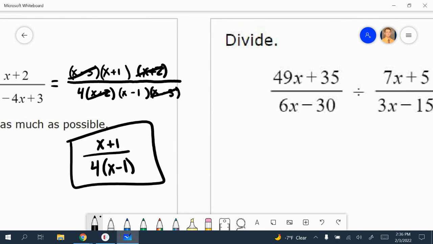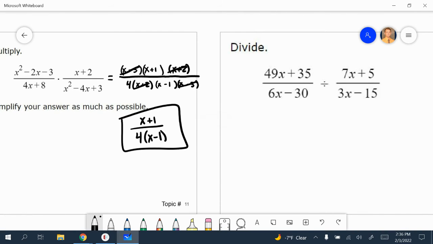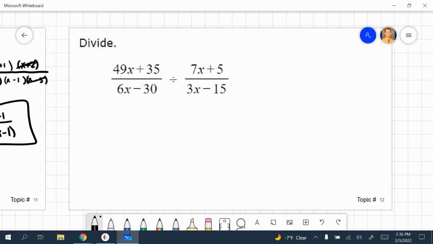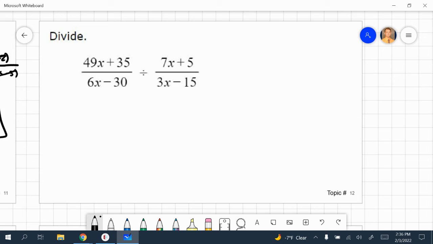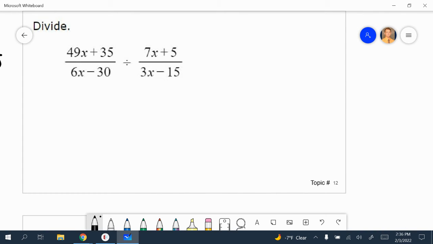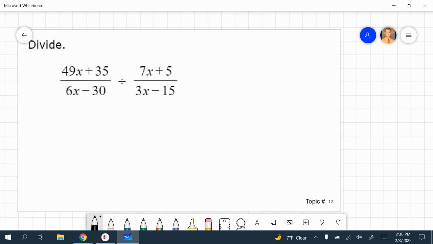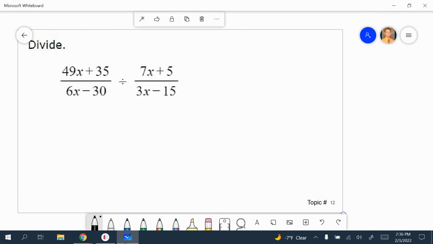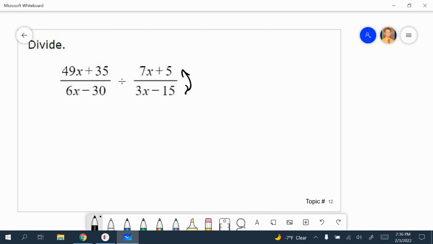Oh, let's see. Are we on the right one here? That's topic 11. This is topic 12. Okay, we're going to divide. So dividing is not super difficult if you remember how to do it. Dividing is just multiplying, but we're going to flip one of them around, or we're going to find its reciprocal. So I'm going to take the second one and flip it. So then when I do that, I'm actually going to wait till the end to show you that. I'm going to factor the first fraction first.